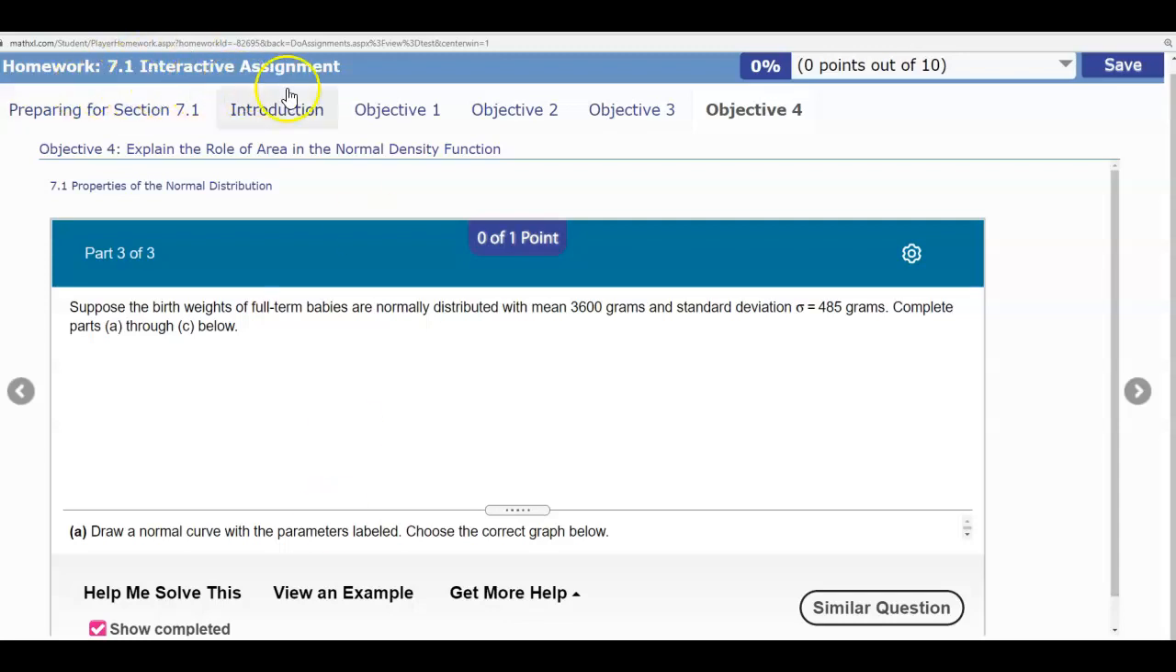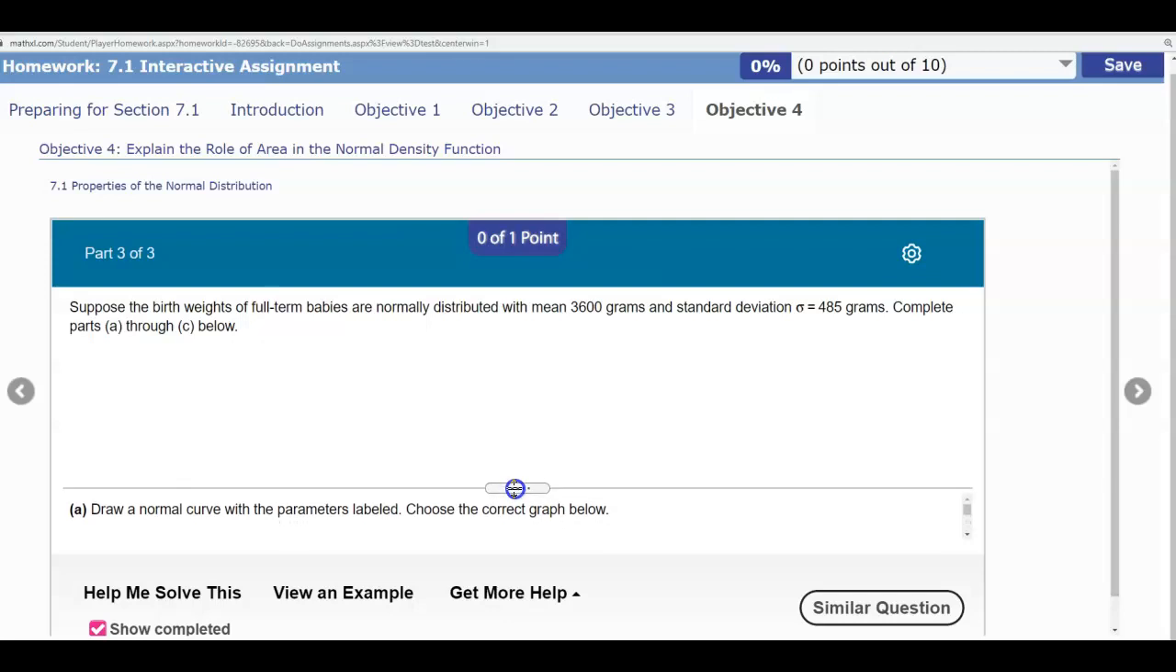Section 7.1 Interactive Assignment Objective 4. Suppose the birth weights of full-term babies are normally distributed with a mean of 3,600 grams and a standard deviation equal to 405 grams. We're going to complete parts A through C below.